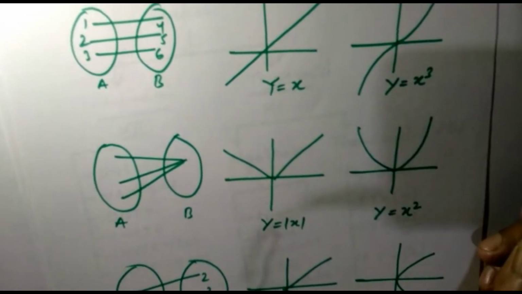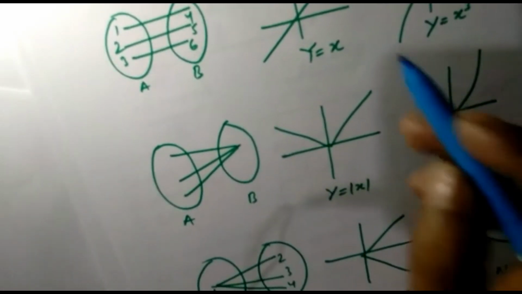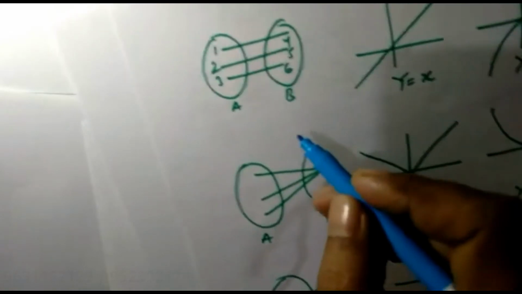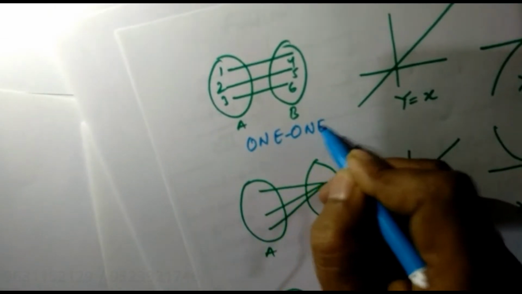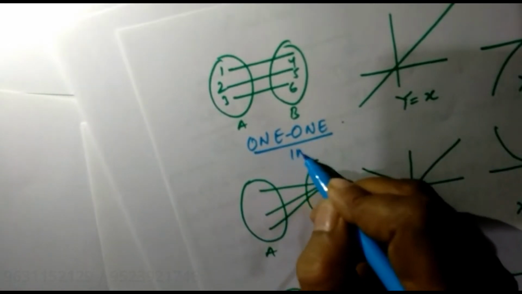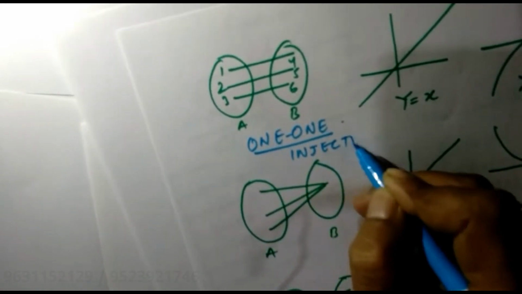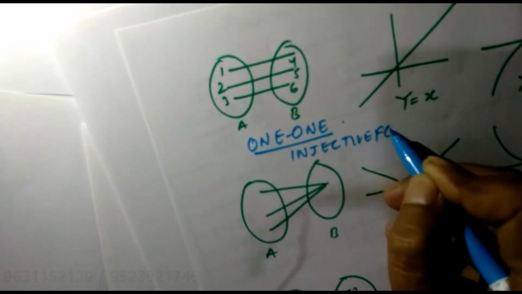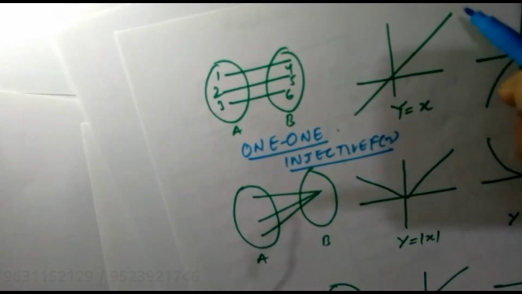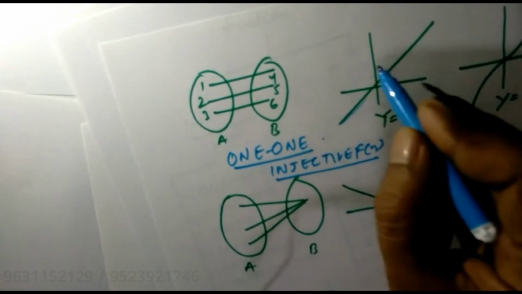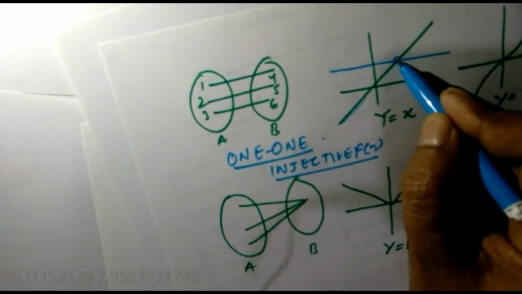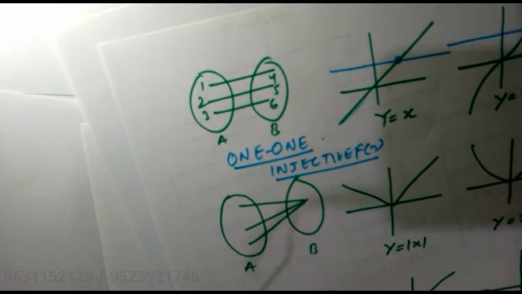Next, these are the general features of functions. This type of function is called a one-one function. A one-one function is also called an injective function. This is an injective function. The best example of an injective function is y equals x cube. Here the line parallel to the x-axis intersects the graph at a single point.